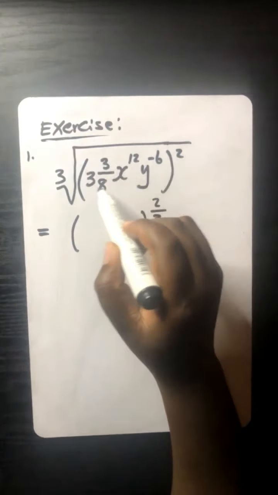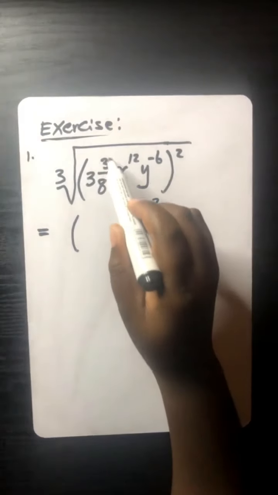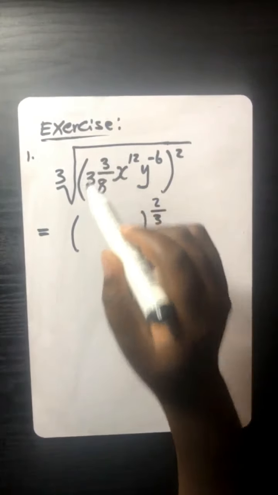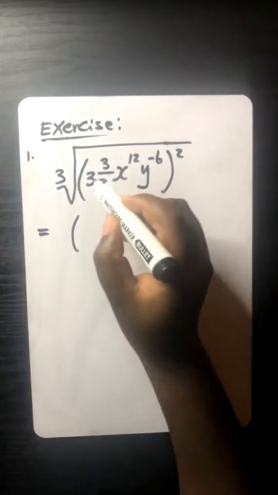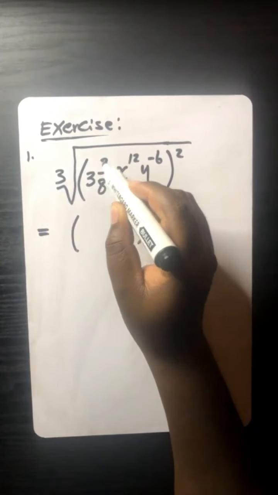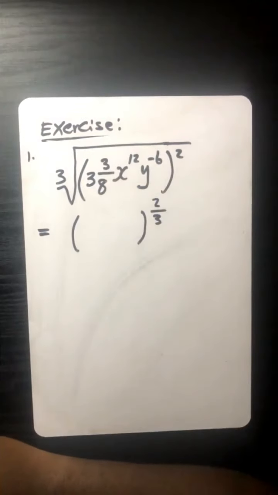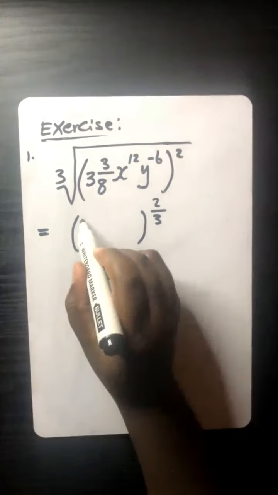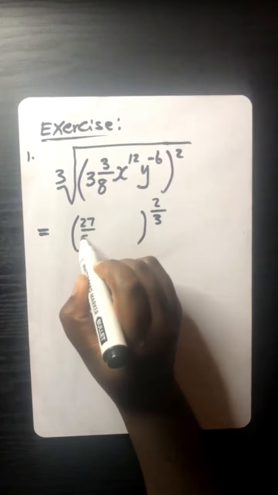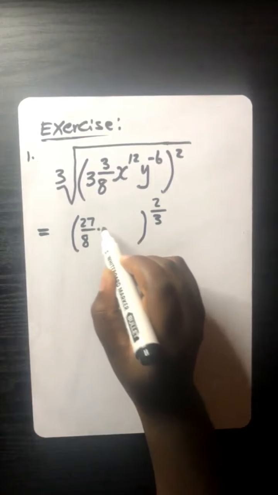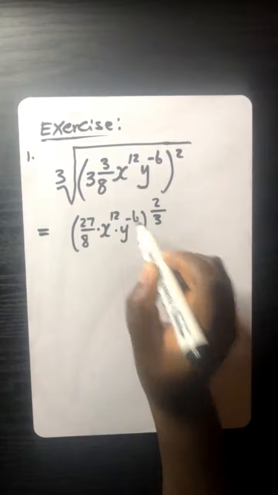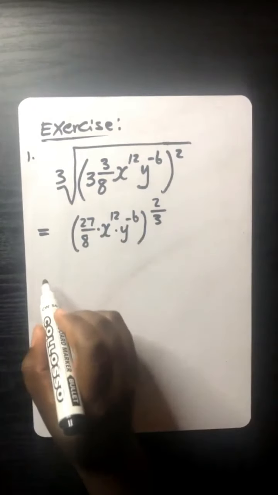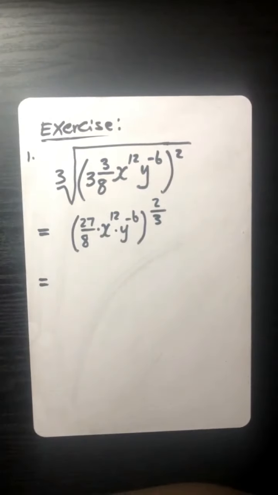For us to write it easily, let's punch this on a calculator and convert it to just a normal fraction. What is 3 over 8? What is that, guys? So it will be 27 over 8. 100%. So this is 27 over 8 multiplied by x to the exponent 12 multiplied by y to the exponent -6. So I hope we are all on the same page on that one.